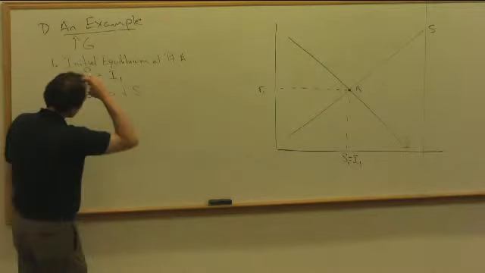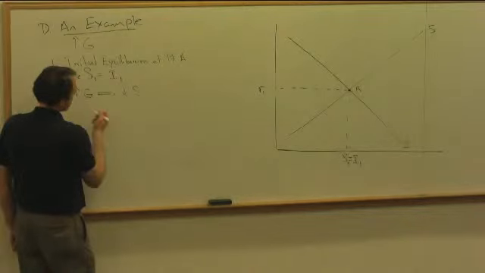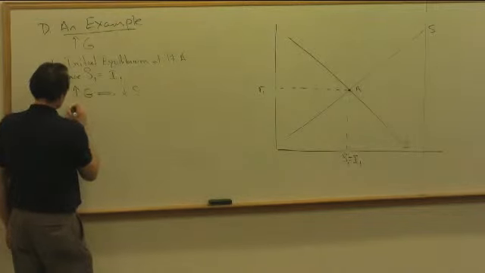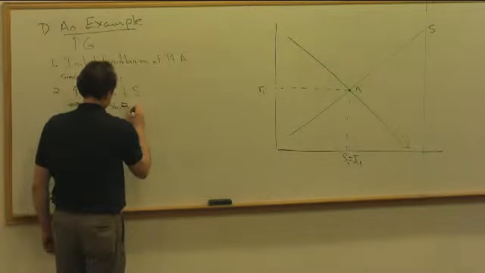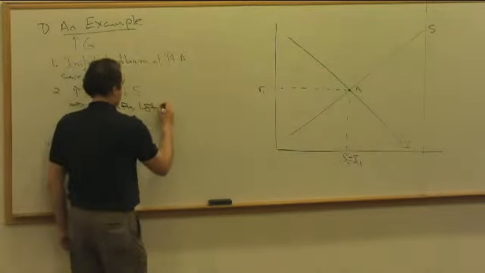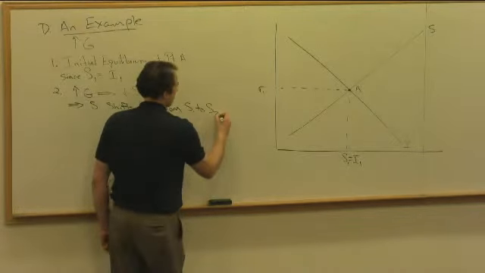So what's going to end up happening? The national savings curve is going to shift left. So S shifts left from S1 to S2. All right.